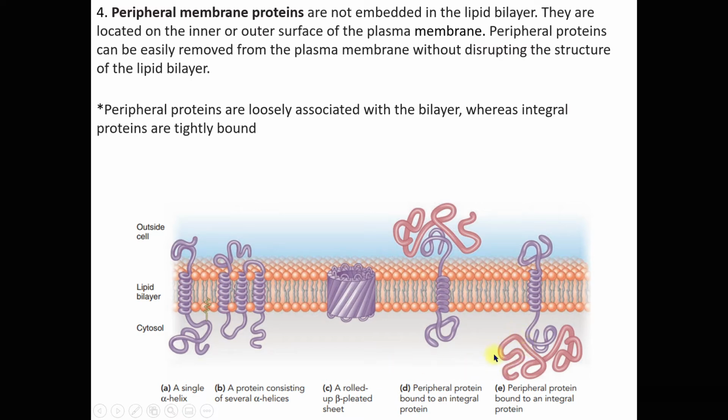Alright, so ini ialah integral protein. Okay, integral protein yang bound to an integral protein. Alright, same goes here. This is the peripheral protein that is bound to an integral protein as well. Alright, and this peripheral protein can be found outside the cell plasma membrane, and this one is inside the cell plasma membrane.